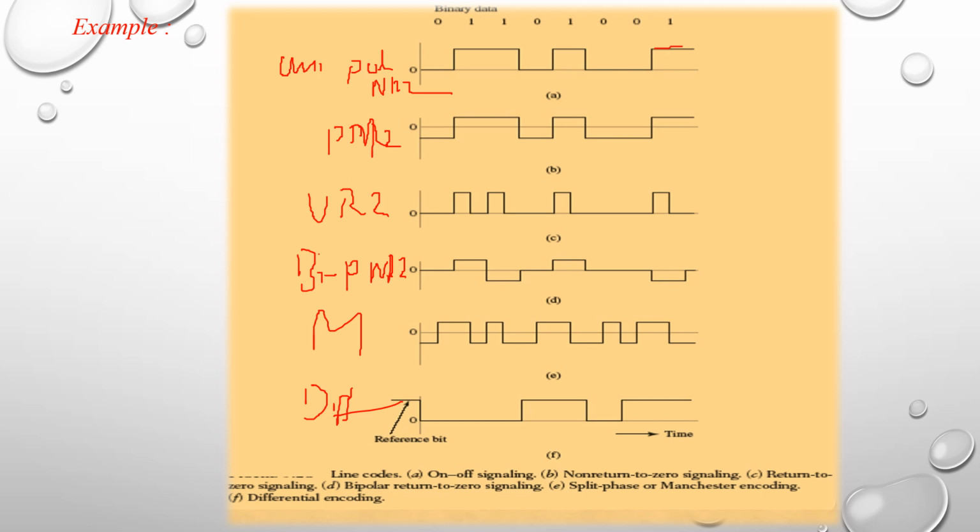And the next conversion is polar non-return to 0. The given first bit is 0, 0 is the negative voltage level, and the next bits are 1 and 1, the next bit is 0, the next bit is 1, and the next two bits are 1 1 and the next bit is 1.